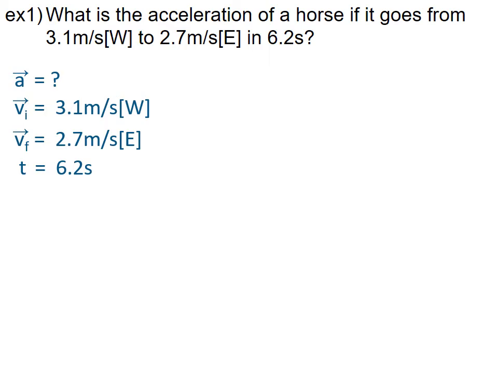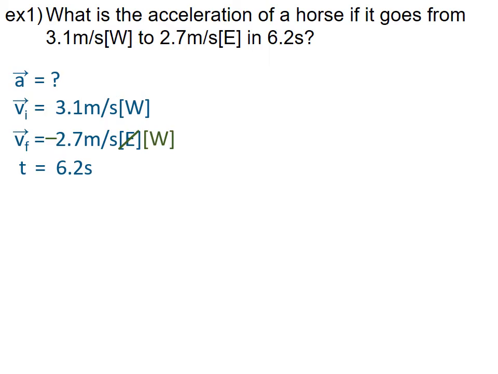Now before we move on, we want to make sure that all our directions are going in the same direction. So we can either select everything to go west or everything to go east. In this case, I'm going to switch everything to west. So 2.7 meters per second east becomes negative 2.7 meters per second west.